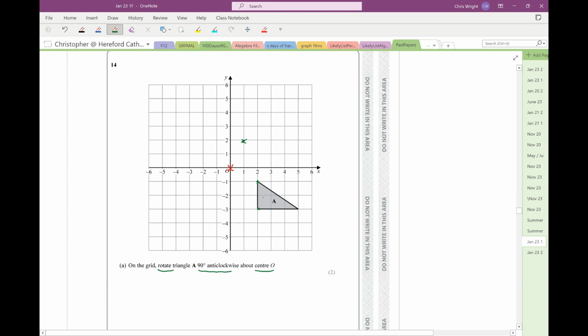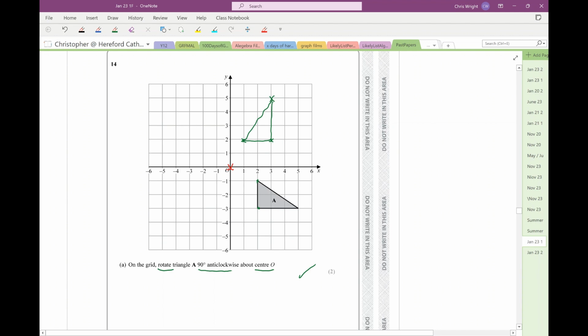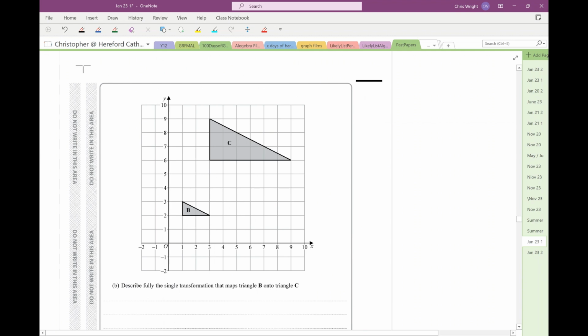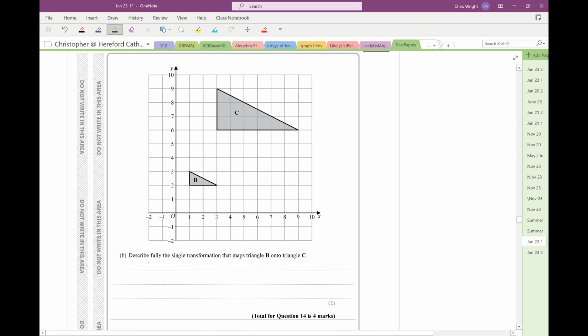Okay, now if you do that correctly, then you should end up with this point coming to here. This point will be here, and this point will be there. So that should be your new triangle, and it doesn't tell us to label it. So on the grid, rotate triangle A 90 degrees anti-clockwise about the origin. Done. That's number 14 done. Unless there's a 14b. Here it is. Look at this. Describe fully the single transformation that maps B onto C. So we've got to take B and map it onto C.